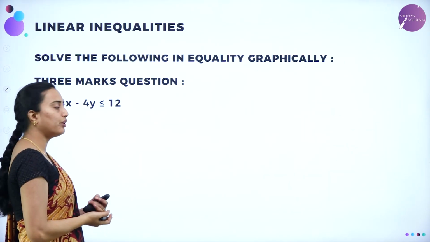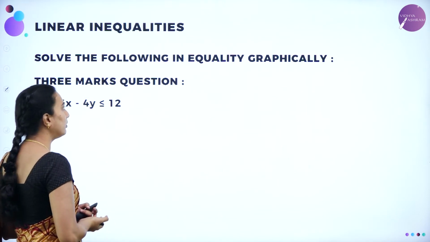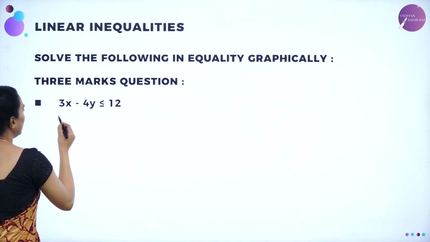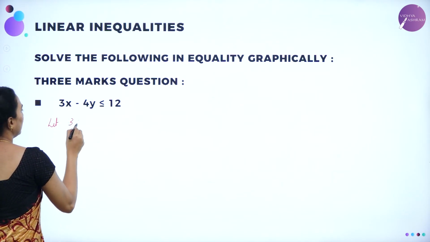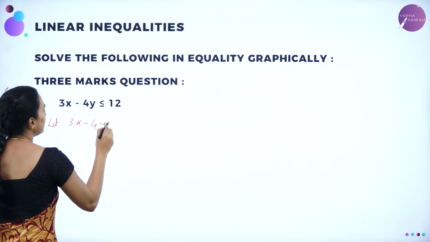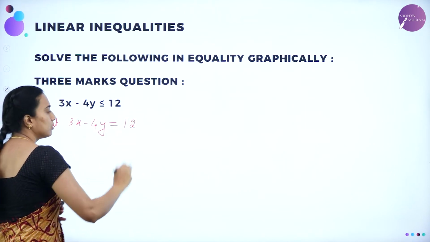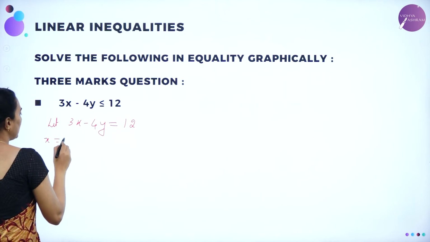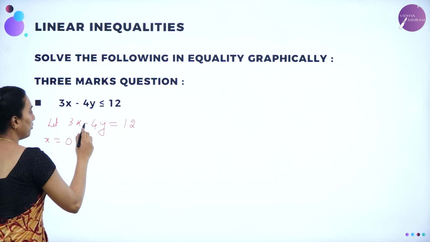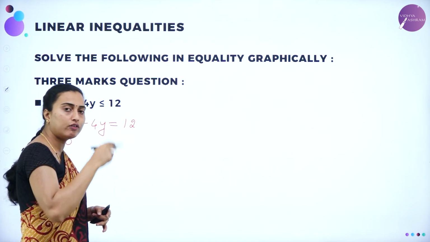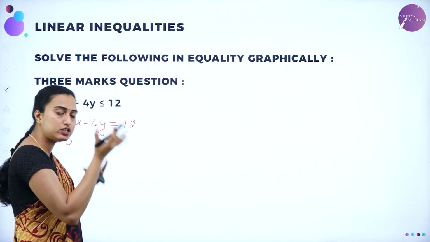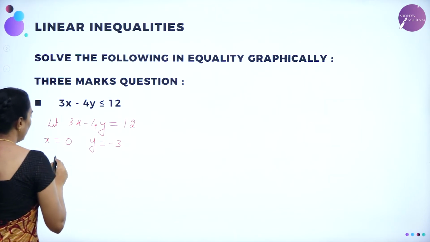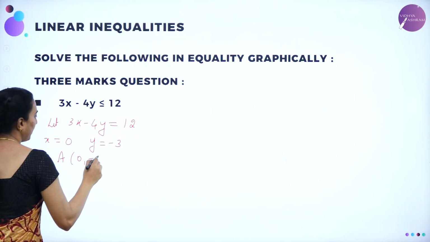So what they have asked: 3x minus 4y is less than or equal to 12. Following inequality, graphically you have to solve. So here let 3x minus 4y is equal to 12. How to get the points A and B? Put x equal to 0. 3 into 0 is 0. Minus 4y equal to 12. 4 threes are 12, but minus is there. If I shift to that side, it will become y is equal to minus 3. So the point is A of 0 comma minus 3.